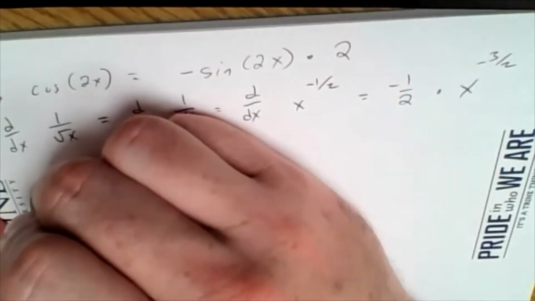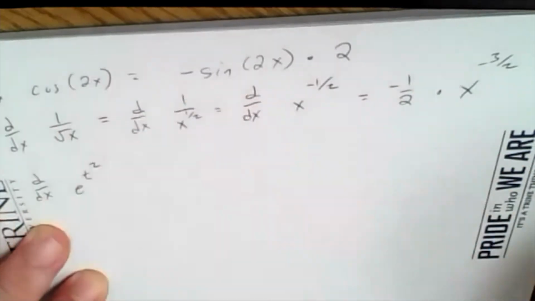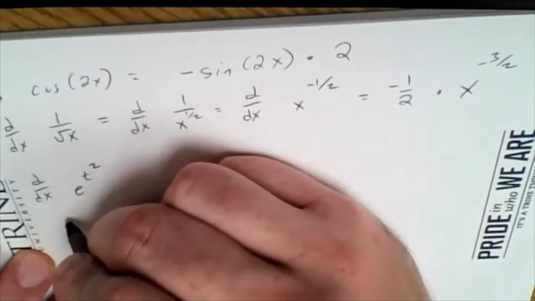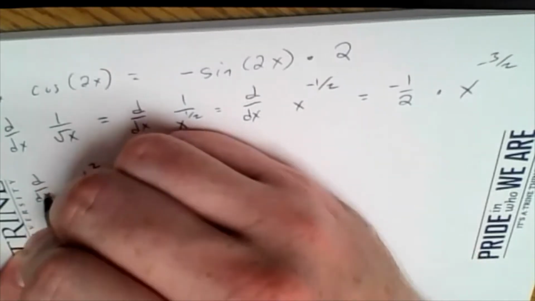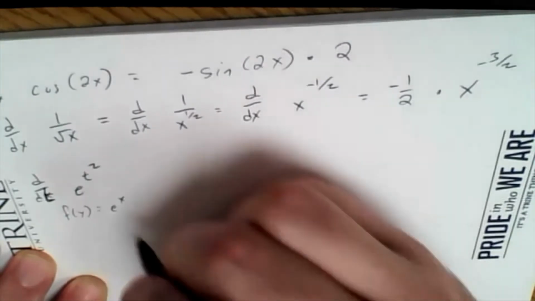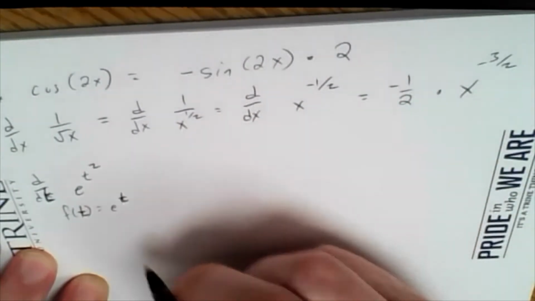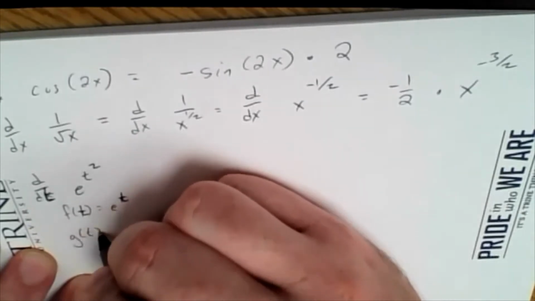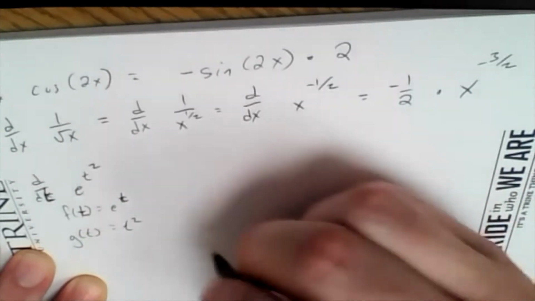Problem 7 is another chain rule problem. E to the power t squared. So my f of x is e to the, oh, excuse me. This is written in terms of the variable t. How about that? My outside function is going to be e to the power t. My inside function of t is going to be t squared.